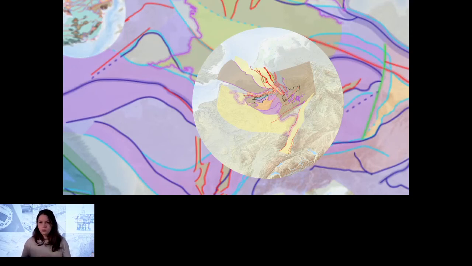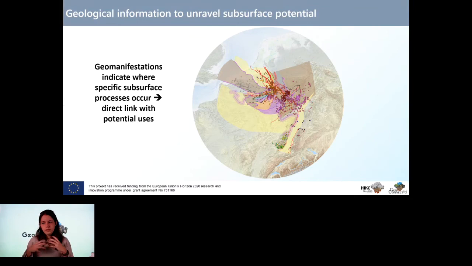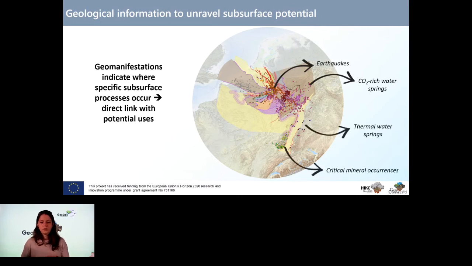And just to go on the last pillar of this model, it also includes what we call geomanifestations, and these are really direct indicators of subsurface processes. And by indicating subsurface processes, we of course can link this to a variety of resources and potential. So this is just really a brief taste of what the structural framework that we built looks like.